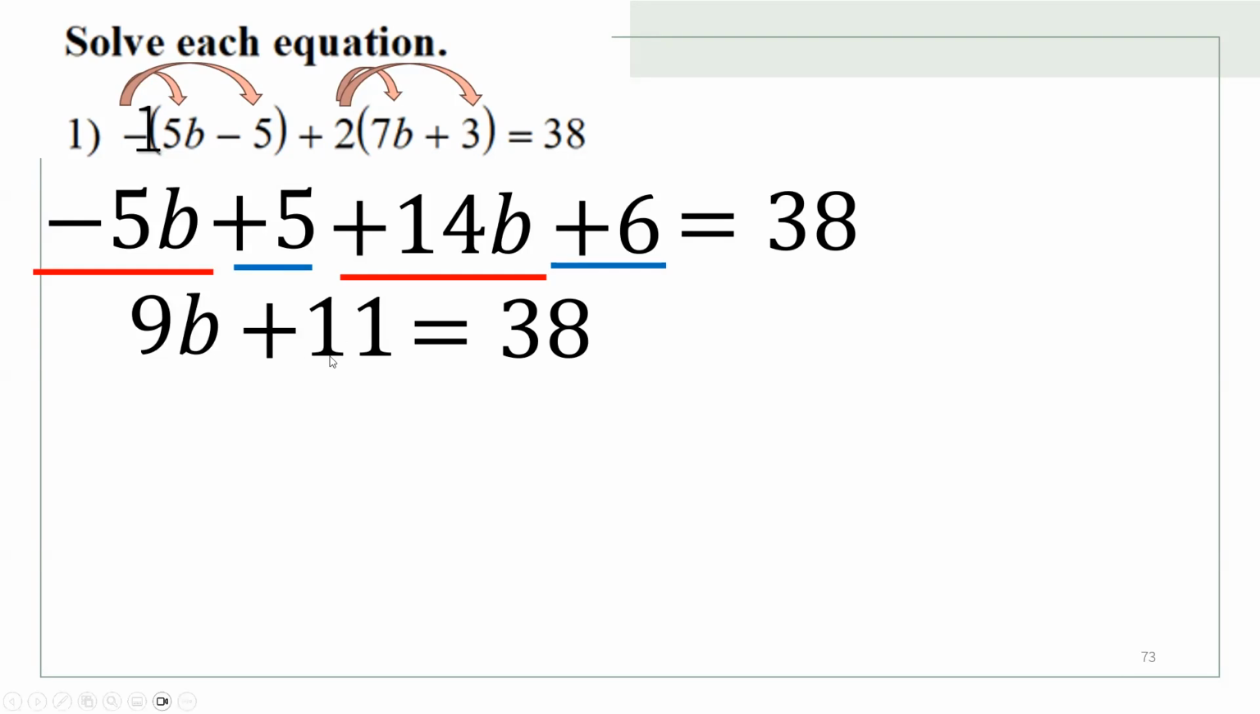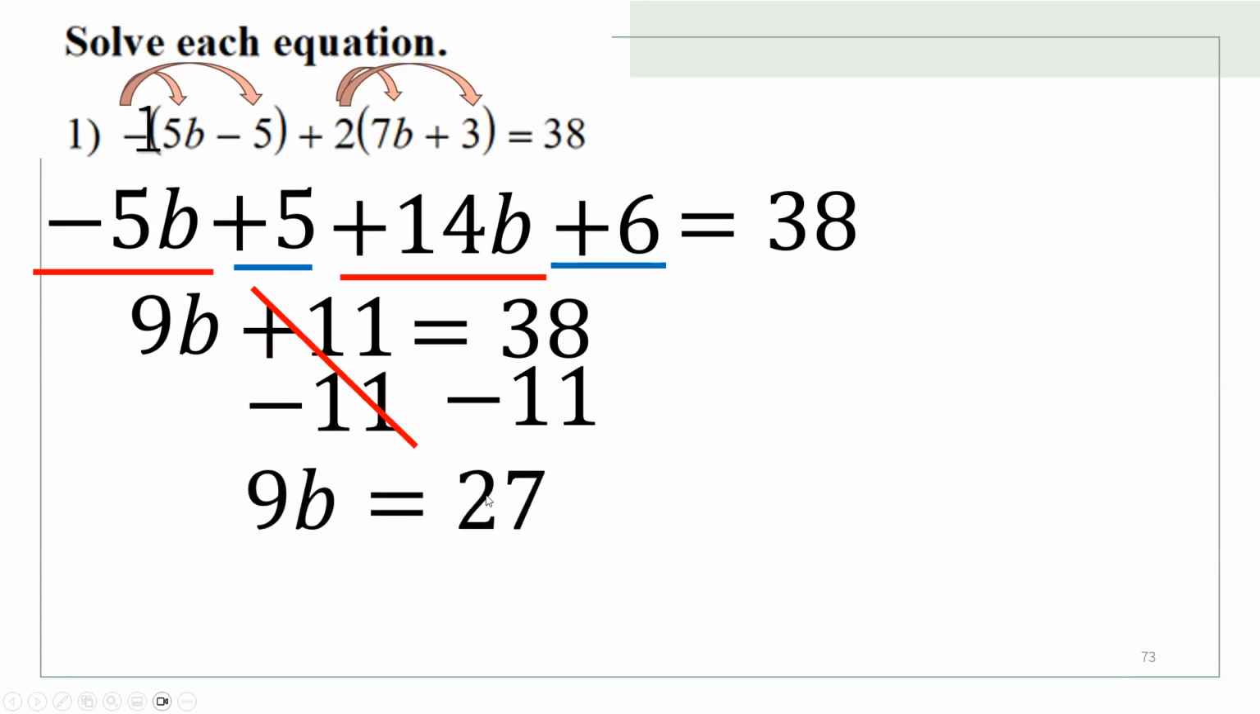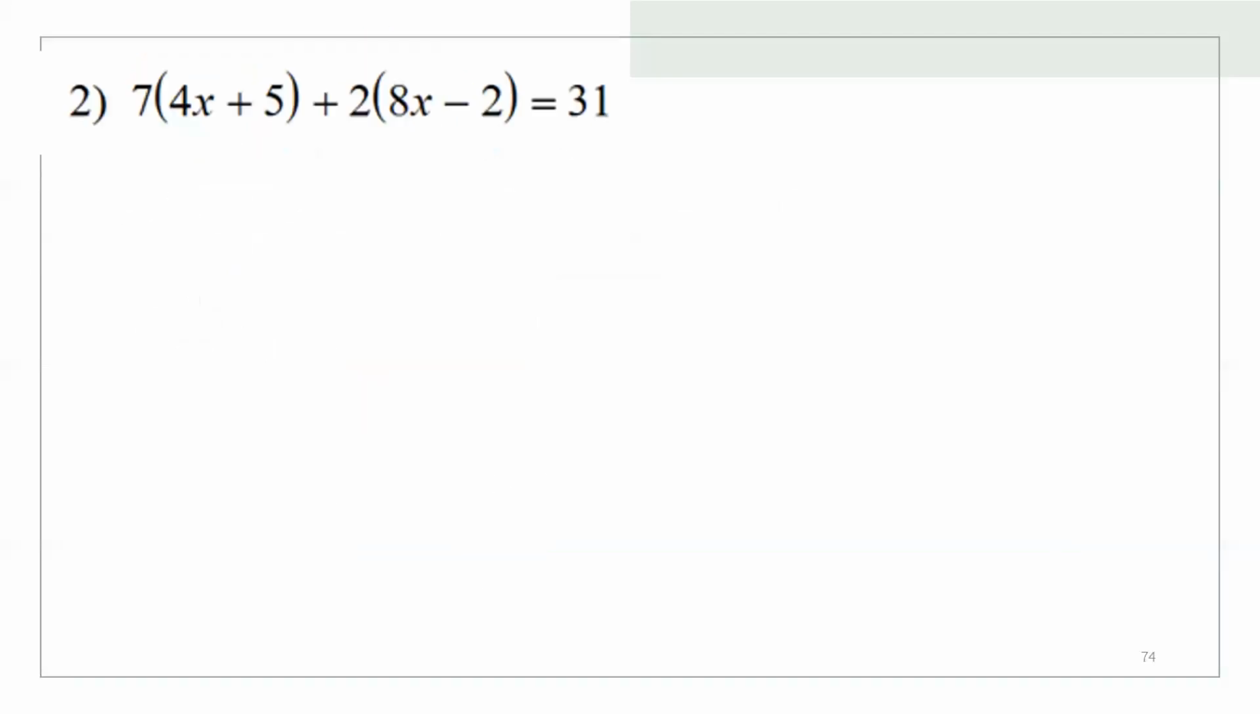How do you get rid of adding 11? You're going to subtract 11 on both sides. Bringing that down, you end up with 9b equals 27. How do we get rid of multiplying by 9? We're going to divide both sides by 9. We end up with b equals 3. Was that not fun? Okay, this is as hard as it gets for us, I think. I don't know. We'll see. I'm going to ask you at the end of this chapter. Anyway, next ones. Here we go.